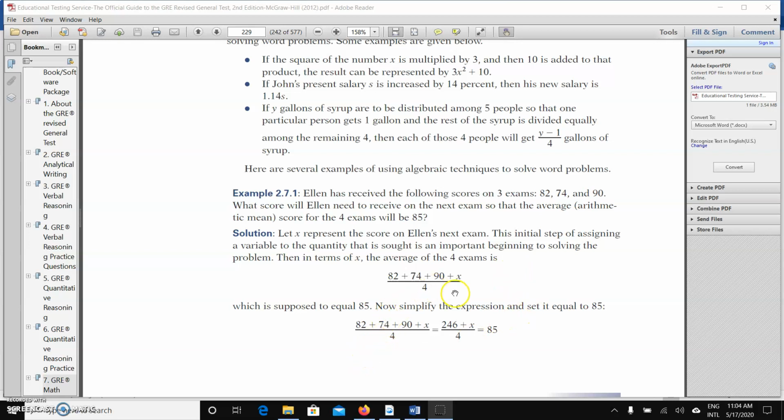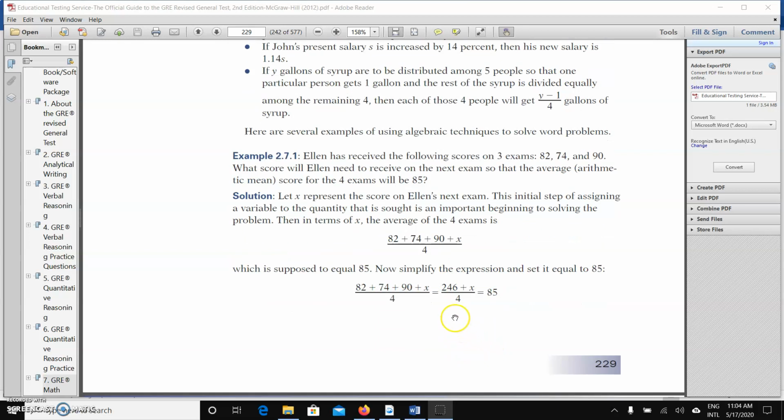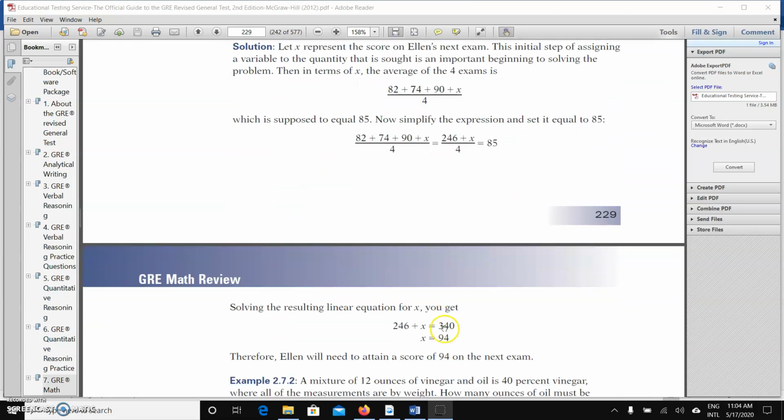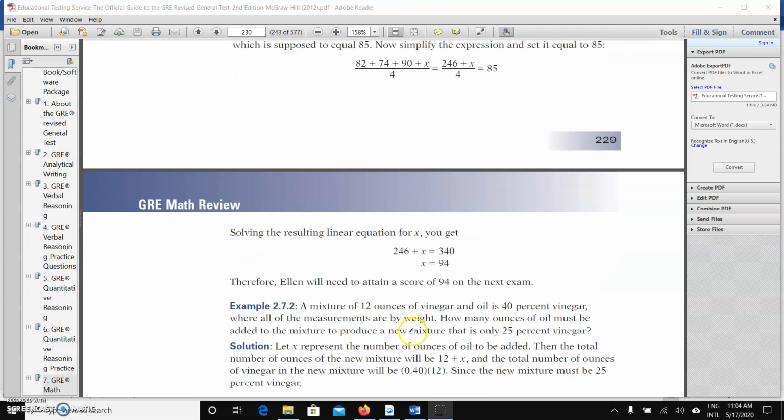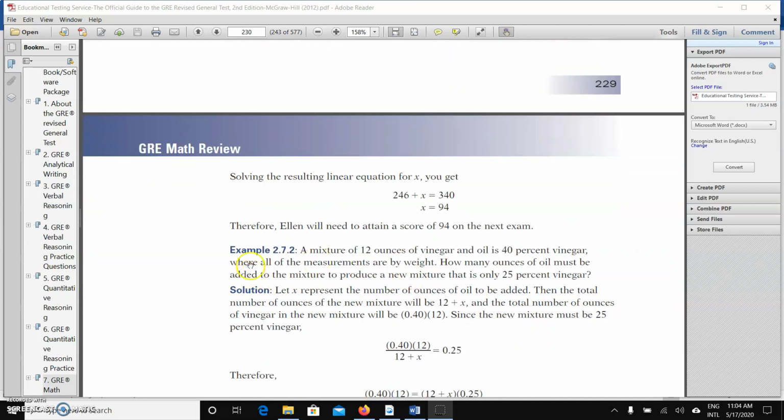So by the time you solve this, you should be able to get this answer. And how do you solve that? Add the numbers together. You have 246 plus x over 4 equals 85. And cross multiply, 4 times 85, you get 340. 246 plus x equals 340. Then you solve for x, you have 94. So the answer is 94. I hope this is clear enough for you.